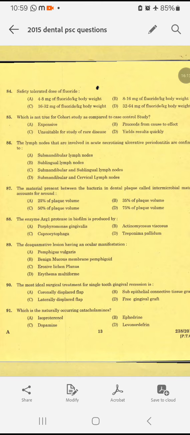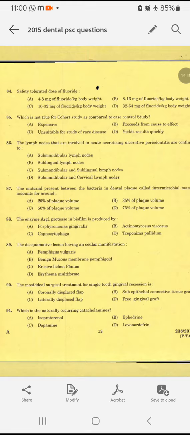Safely tolerated dose of fluoride. Safely tolerated dose of fluoride: 4 to 8 milligrams of fluoride per kg body weight, 8 to 16 milligrams of fluoride per kg body weight, 16 to 32 milligrams of fluoride per kg body weight, or 32 to 64 milligrams of fluoride per kg body weight. Safely tolerated dose of fluoride is actually B, 8 to 16 milligrams of fluoride per kg body weight.